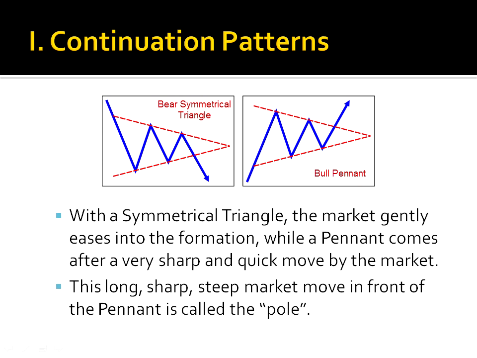This long, sharp, steep market move in front of the pennant formation is called the pole. In the 2 examples, we have a bear example and a bull example. We'll take a look at the bear. Market comes down from above in a fairly quick motion, and then it finds a low, a bottom, and then it moves up, and then it moves down, and then it moves up.